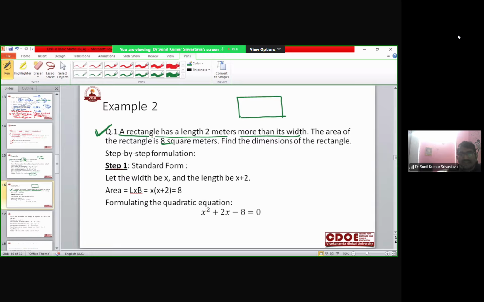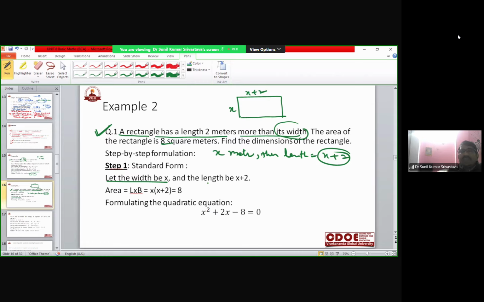Here it is written, it is said to us that a rectangle has a length 2 meters more than its width. So first of all, we have to suppose its width. Let the width be x meters. Then length is equal to 2 more than the width, so length is x plus 2 meters. So this is the x and this is the x plus 2 meters.